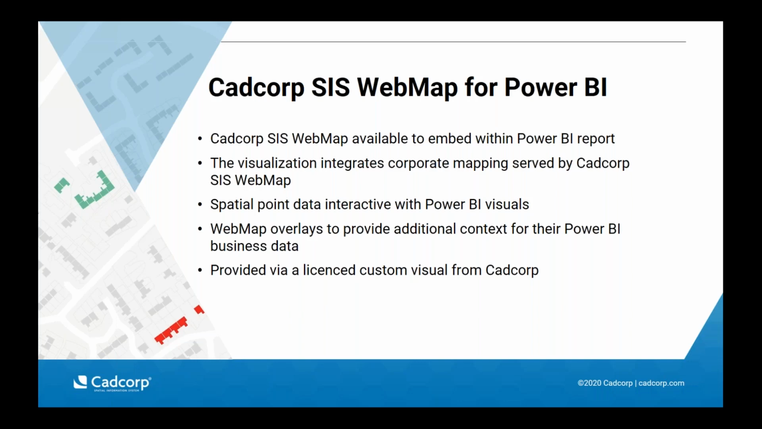The spatial point data within the Webmap component is interactive with the Power BI visuals as well. So you can click on the visuals and it will zoom to that location on a map, or maybe one of the visuals is controlling many point items, many data items, and it will zoom to the extents of those. So there's a lot of interaction between it. It's not just a map being dropped in, which is really powerful.